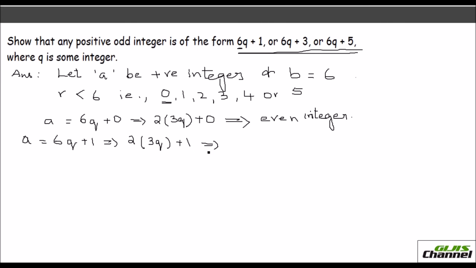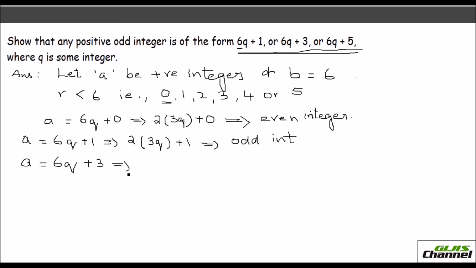I said when you multiply this bracket with 2, it becomes an even number, right? And when you add 1 to an even number, it becomes an odd integer. Understood? So this is an odd integer here. Now, let us go on to the next one. The second one they said is 6q plus 3. So I have taken it as 6q plus 3.